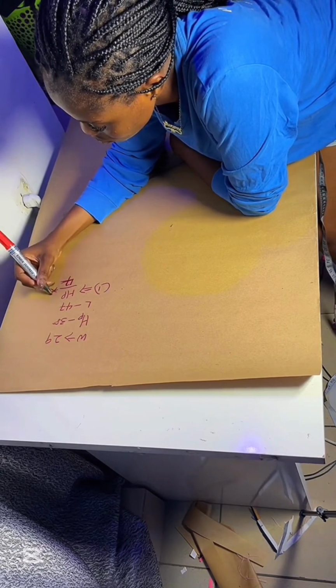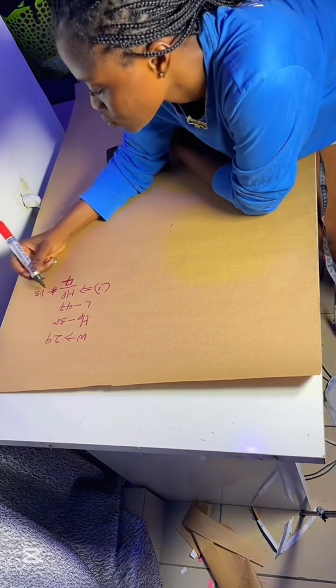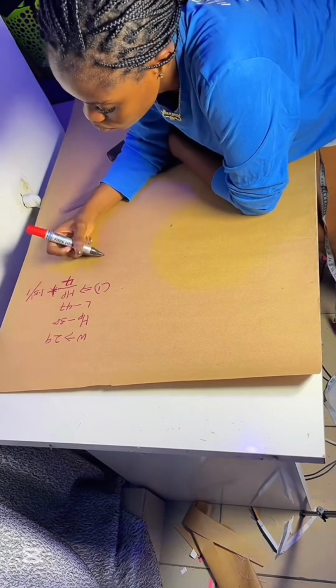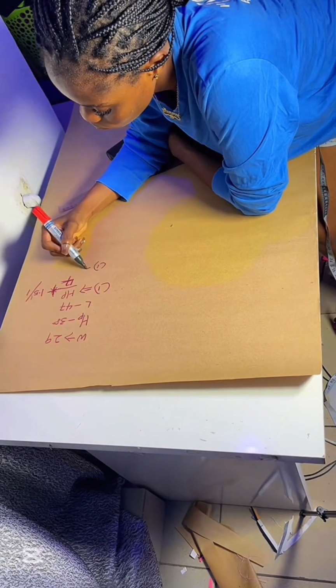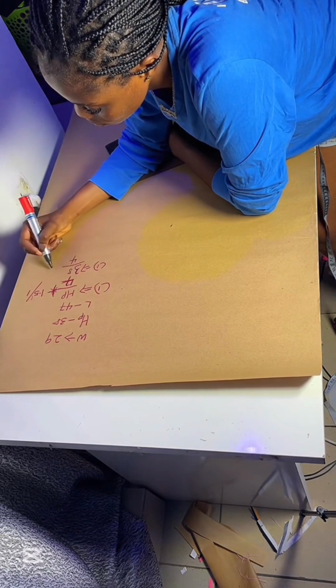If I'm working with a hip measurement that is less than 38, I use plus 1 inch. But if I'm using a hip measurement that is like 38 and above, I use plus 1.5 inches. So here we have 38 divided by 4 plus 1.5 inches. That will give us 11 inches. So that is what we'll be using for our crotch depth.